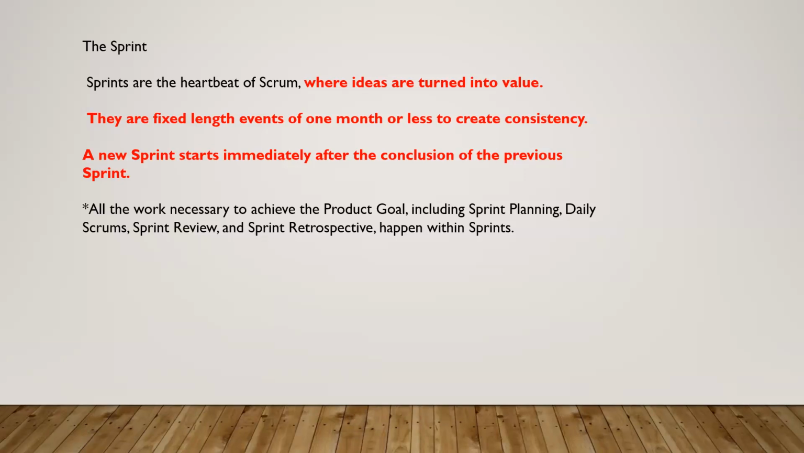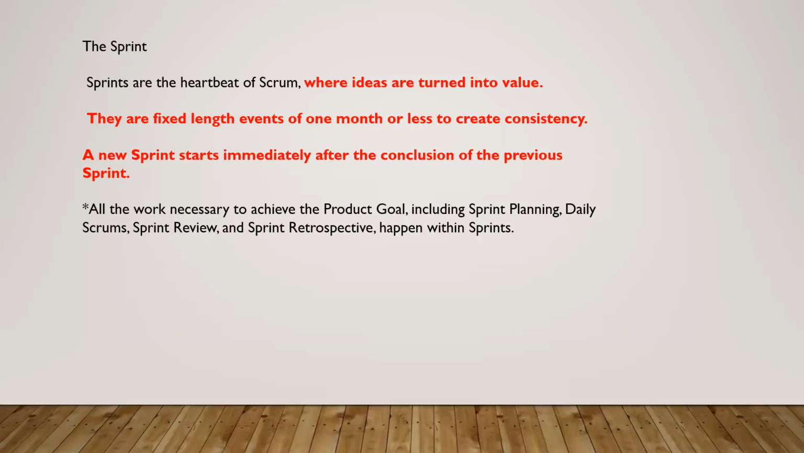So all the work which is necessary to achieve this product backlog, including sprint planning, daily scrum, sprint review, and sprint retrospective, happens within the sprint. So what happens in the sprint is sprint planning, daily scrums, sprint review, and sprint retrospective. Everything is going to happen in this sprint. These are the events in the sprint. Any questions here?